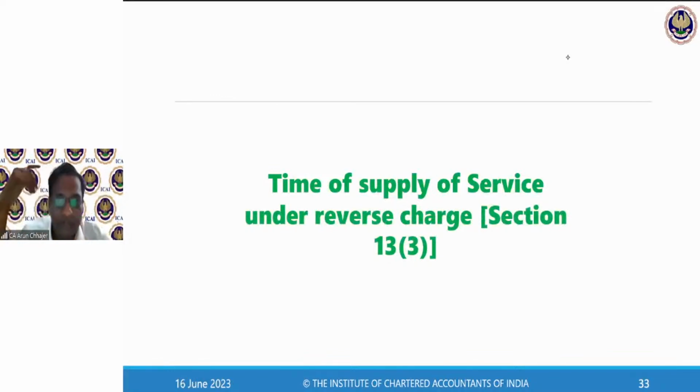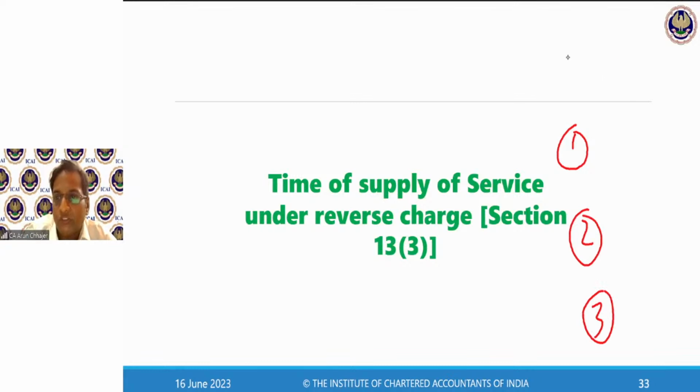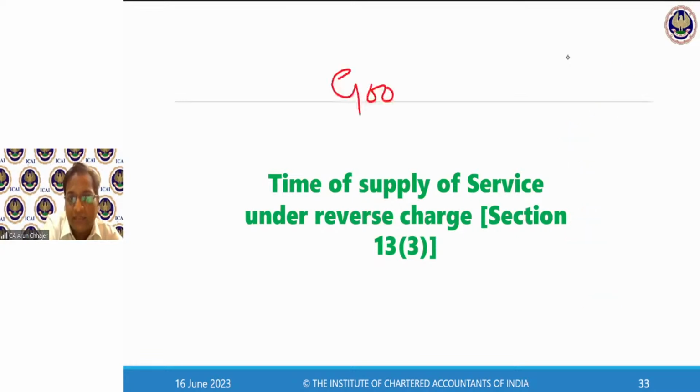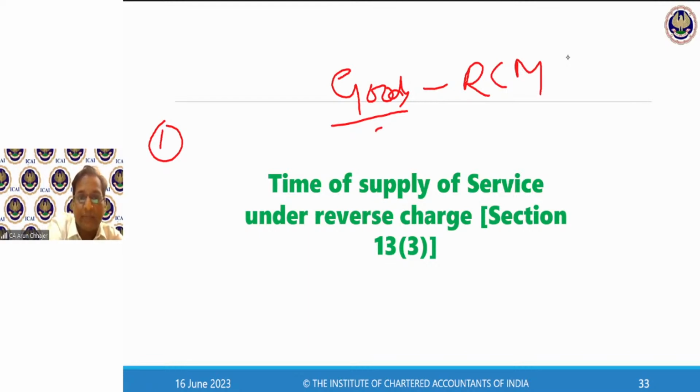Now the time of supply for the reverse charge. Quick question to all of you. Please tell me the time of supply of the goods under RCM. What was the provision? In case of the goods under RCM, we have discussed 3 provisions. Please tell me what were the 3 provisions.